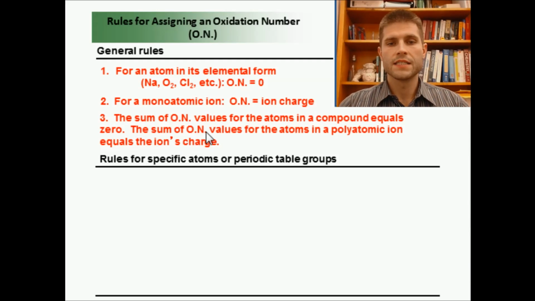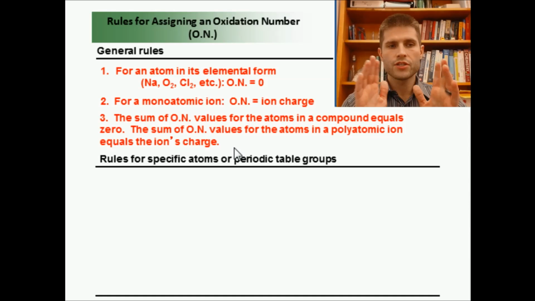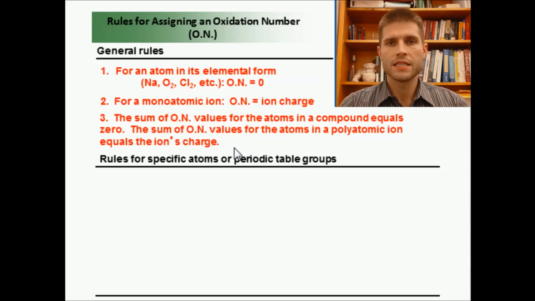The sum of the oxidation number values for the atoms in polyatomic ions equals the ion's charge. So whatever the charge is on those polyatomics, our 7 polyatomics, we're going to know exactly what all of the oxidation numbers have to add up to equal. So we'll do a lot of these in class tomorrow. So these are the general rules.